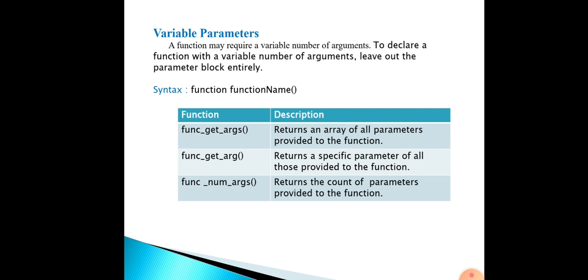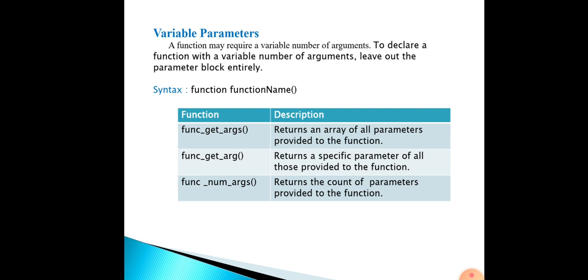Using a few built-in functions, we can count the number of arguments passed to the function, and we can also list out the arguments passed one by one. Such functions are used to retrieve the parameters. These parameter retrieval functions can only be used within the function block.